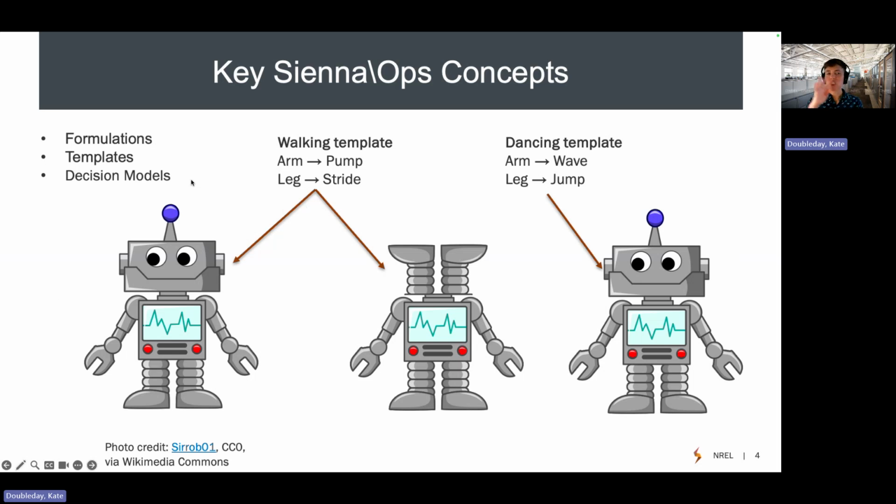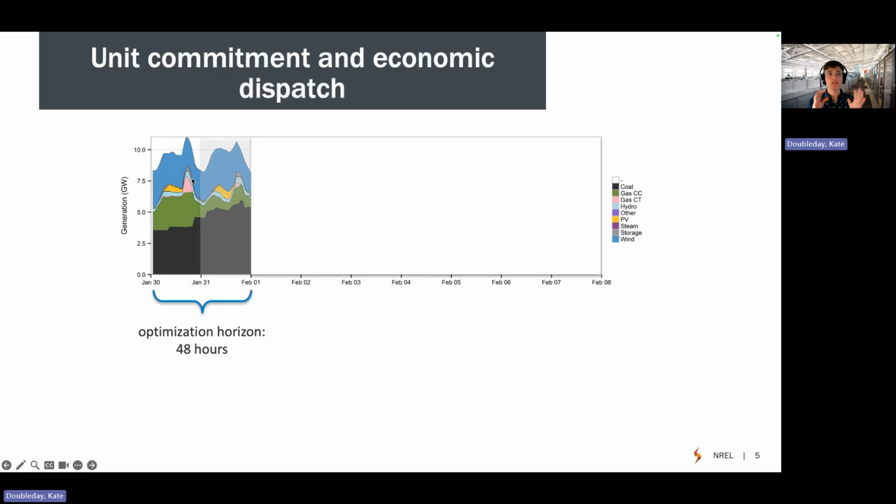So when we switch from robots to power systems, today we're focusing on developing a unit commitment operations problem. When we talk about doing a unit commitment and economic dispatch simulation, typically when we think about a day ahead unit commitment, we're talking about something like a 48-hour optimization horizon that includes both the next 24 hours where we're interested in solving the least cost operations for the system, as well as a 24-hour look ahead to make sure that our behavior at the end of the day goes smoothly into the next day.